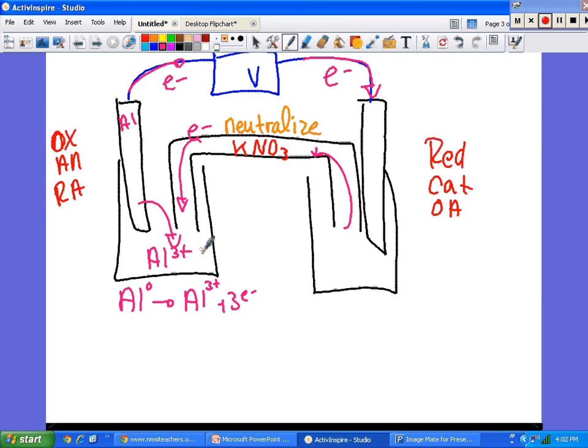So think about it for a second. Of this salt, which one of these is coming over here to maintain balance? Why is it the nitrate? Because it's negative. So that NO3 negative is coming over here to hang out, to balance that charge.